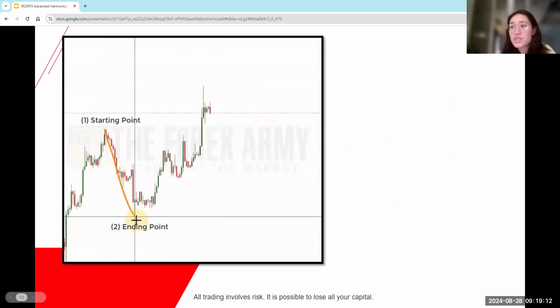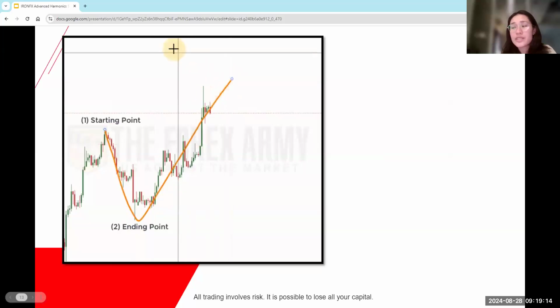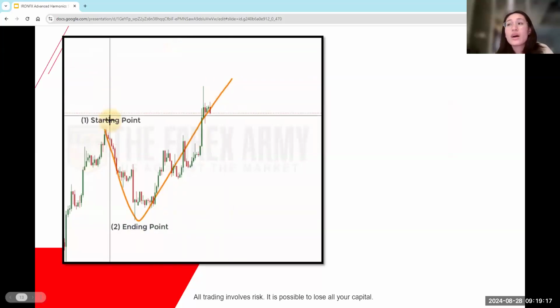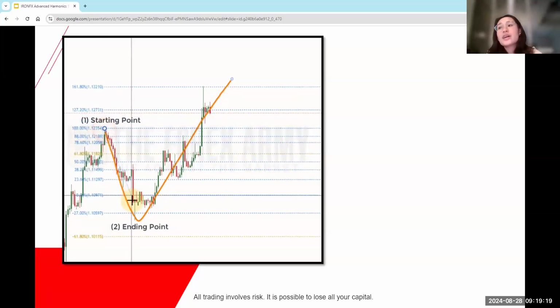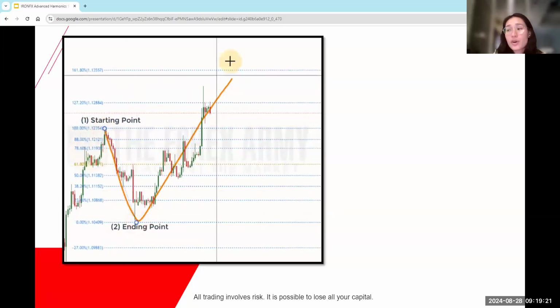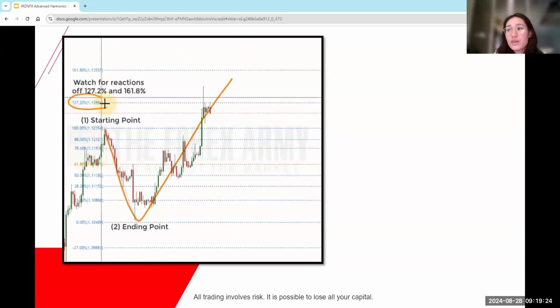Okay, so here's a GIF that shows you how to identify the shape and also how to draw your trend line and what you can expect to see from this 127 and 161 levels.